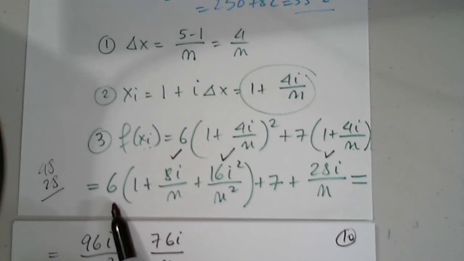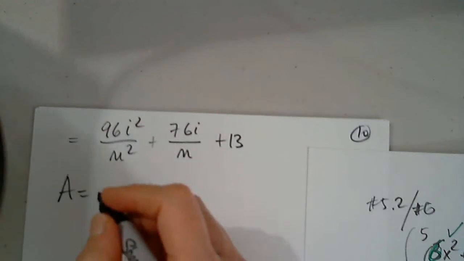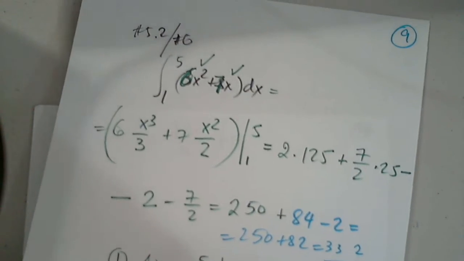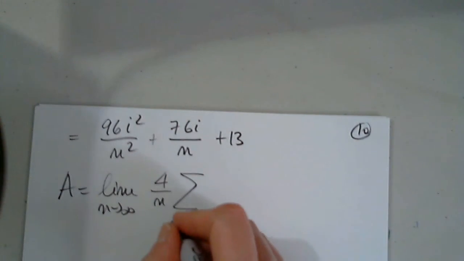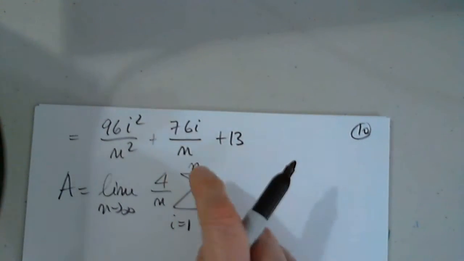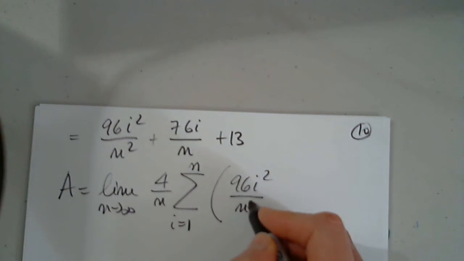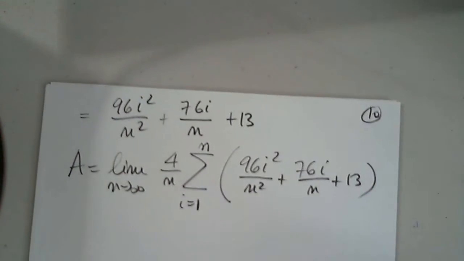Okay, so now I have 6 plus 7. So everything is accounted for. I multiplied, I added, I multiplied, and 6 plus 7. Okay. Only now I can write the area as the limit as n approaches infinity of the sum from delta x, which I will already put in front, and then the sum of this from the first subinterval till the last subinterval that will eventually go to infinity, of 96i squared over n squared plus 76i over n and plus 13.